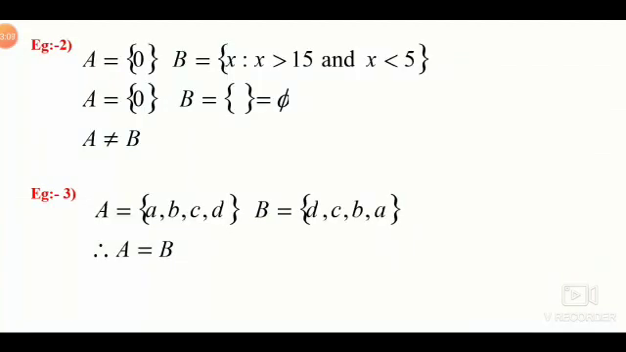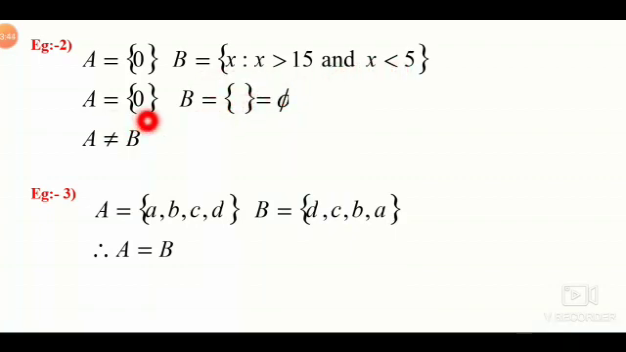Let me begin with another example. A is equal to a singleton set containing 0. 0 is an element. B is a set containing x such that x is greater than 15 and x is less than 5. Dear students, this type of form is called set builder form. We are going to represent this in the roster form. Is there a number which is greater than 15 and less than 5? There is no such number which is greater than 15 and less than 5. Therefore, this type of set is called an empty set.